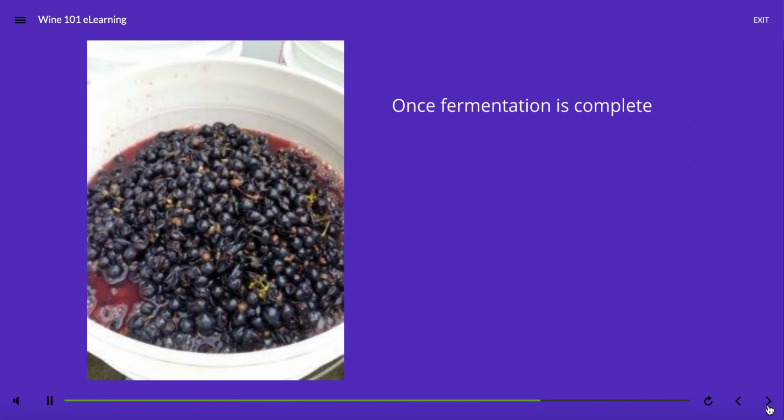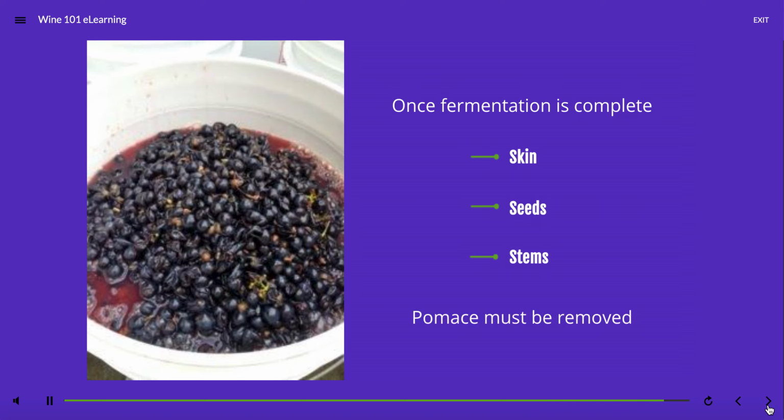Many red wines and some full-bodied white wines go through the malolactic fermentation. Once fermentation is complete, any remaining skins, seeds, and stems, otherwise known as pomace, must be removed from the wine.